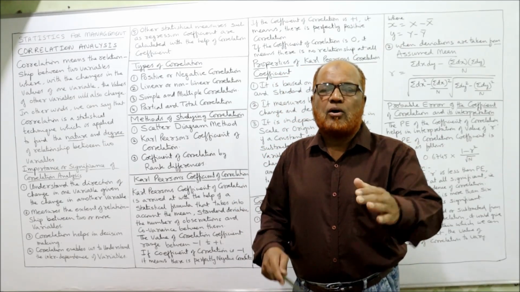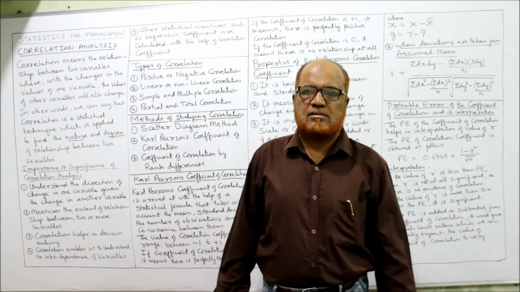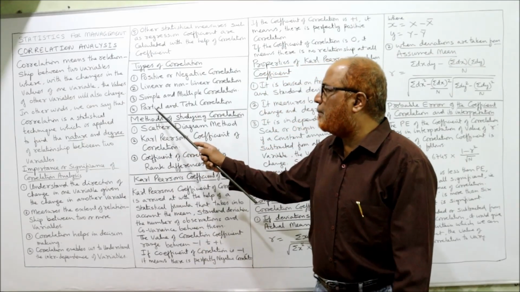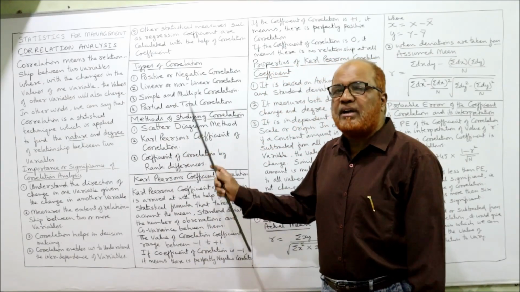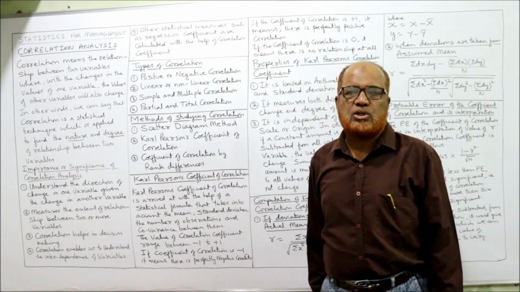Sales are dependent on the price of the product and advertisement, ignoring the other variables. This is called partial correlation. If we take all the variables which affect the sales, it is called total correlation.